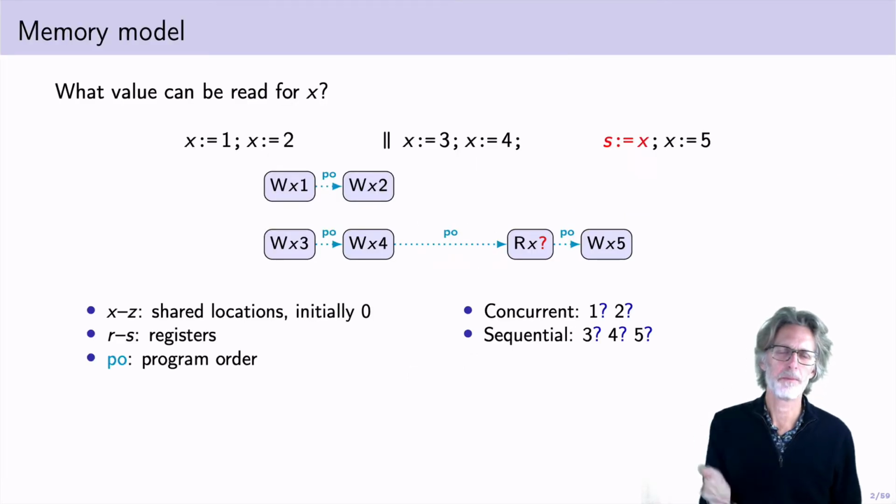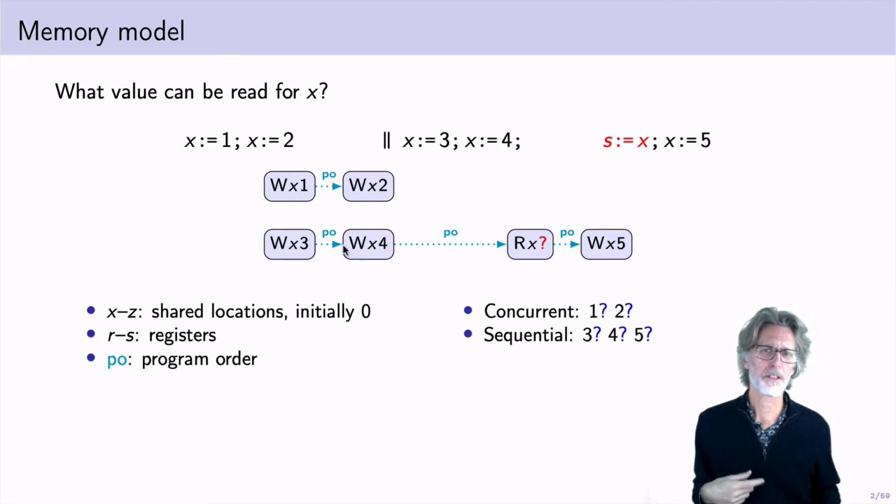The whole idea of a memory model is to tell us what values can fulfill a read, such as this read of x here. I'm following the conventions here that x through z are shared locations. They'll all be initialized to 0. We have some registers, which are thread local, like s here. And in the diagram, I'm showing you the program order, that's per-thread order, for these two threads.